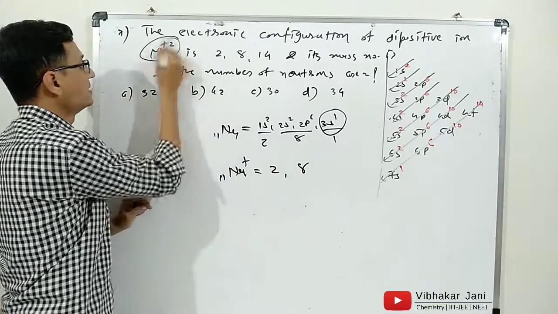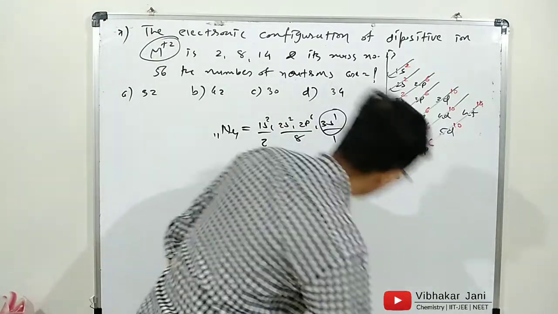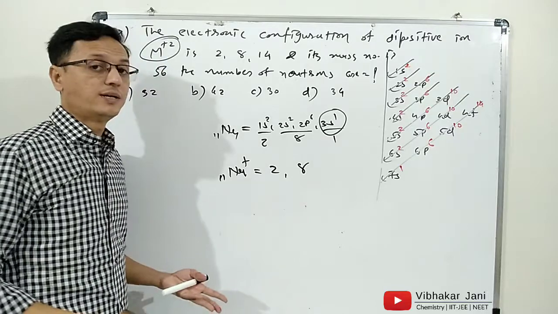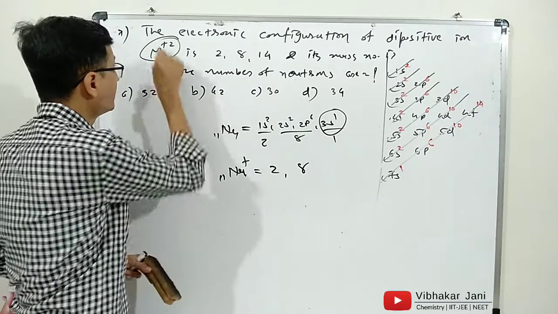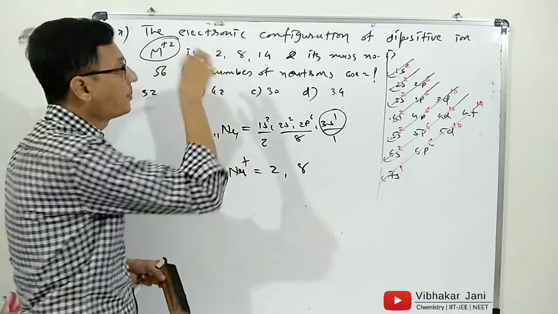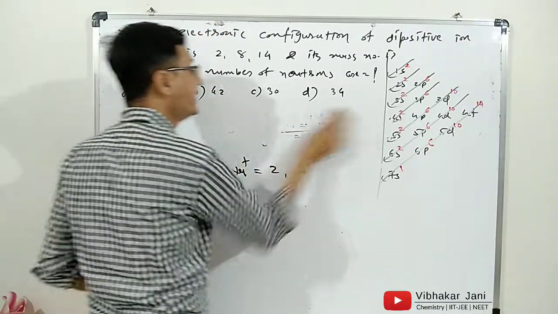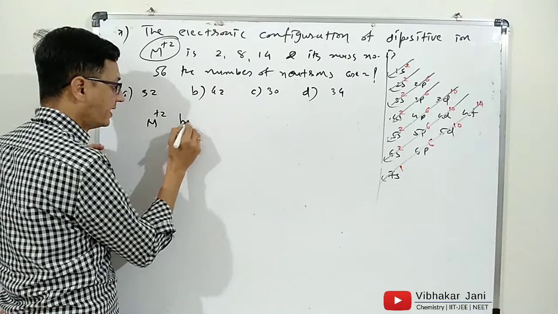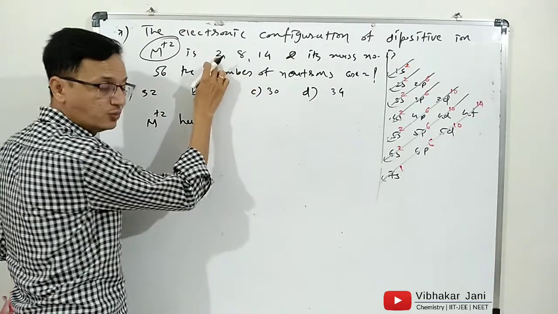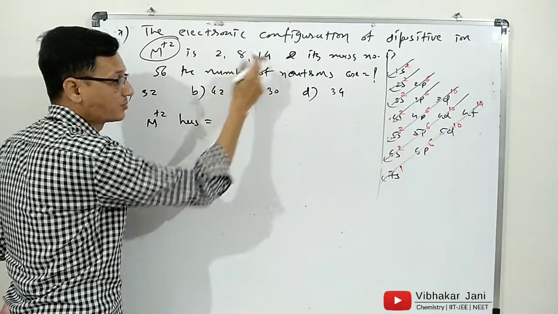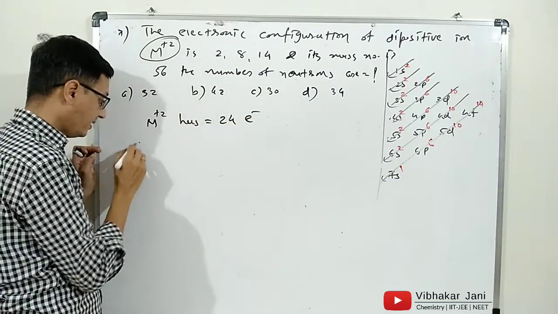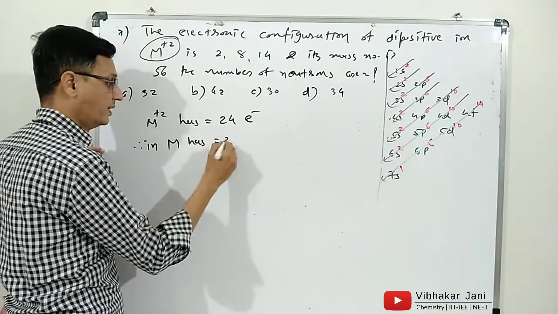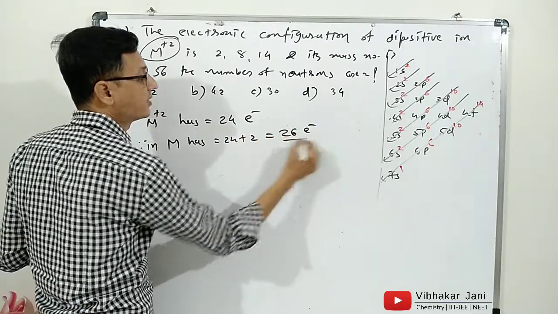But here our species is dipositive. That means it has two electrons less than the neutral atom. So if we want to find the total number of electrons of the neutral atom, then we have to add two to these electrons. So M plus 2 has 8 plus 2, that is 10. 10 plus 14, that is 24 electrons. Therefore, neutral M will have 24 plus 2, that is 26 electrons.